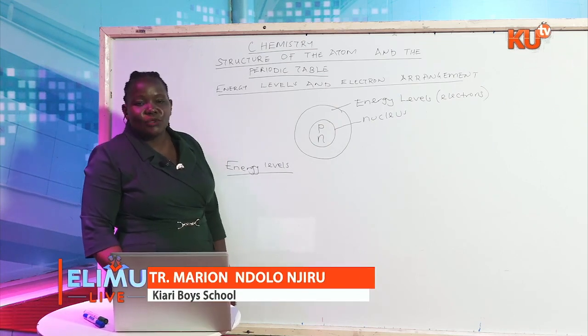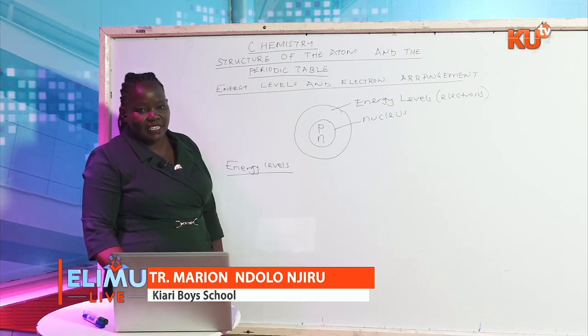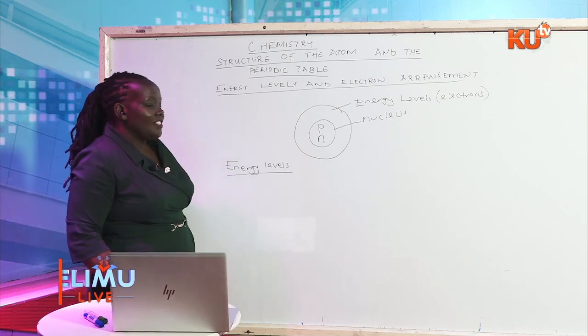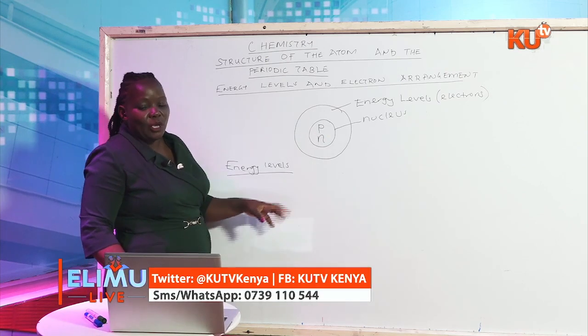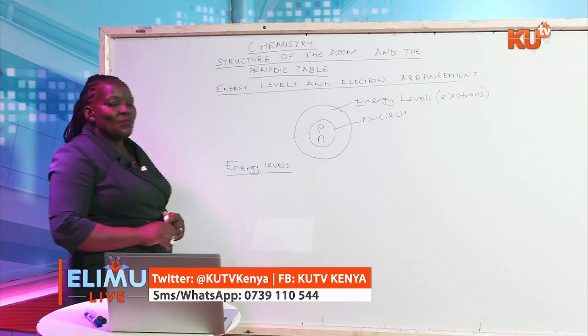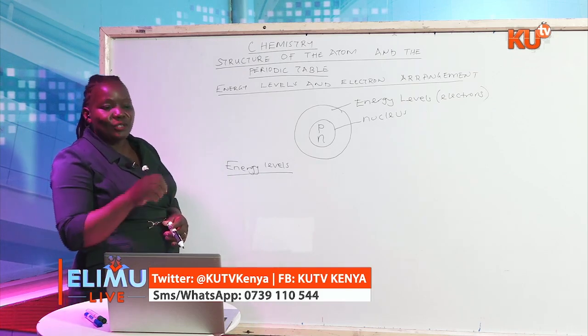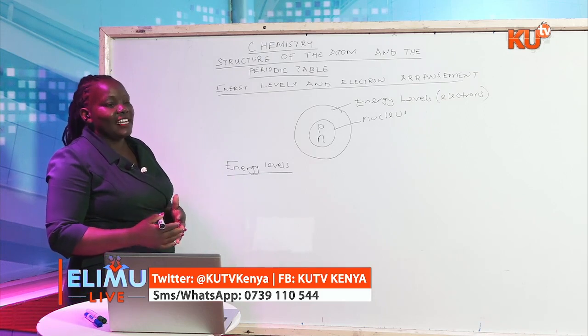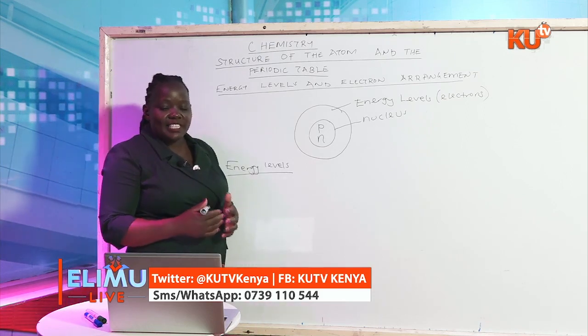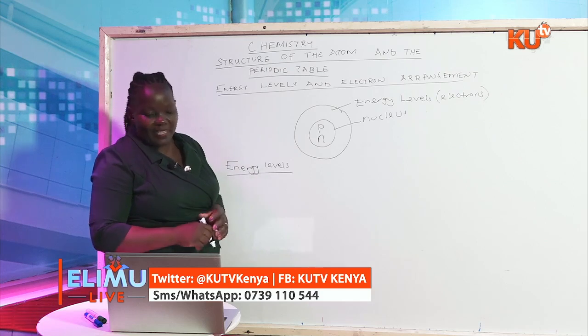There are some things I want us to note about the energy levels. Number 1 is that the energy levels, because we have seen that they are around the nucleus, we number them starting with the energy level that is closest to the nucleus. So the energy level that is closest to the nucleus is the one that we start with, then as we move outwards.